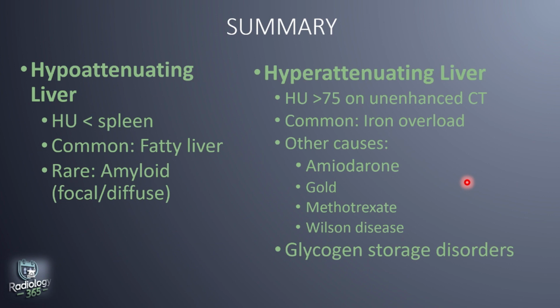So to summarize, a hypoattenuating liver on unenhanced CT suggests fat. Steatosis is the most common cause. Other causes of hypoattenuating liver include amyloidosis, but this is very rare and less frequent. When we come to a hyperattenuating liver on non-contrast CT, that's a liver above 75 Hounsfield units, it usually suggests iron or copper overload. Common causes include hemochromatosis, certain drugs like amiodarone, Wilson's disease, and glycogen storage disorders.